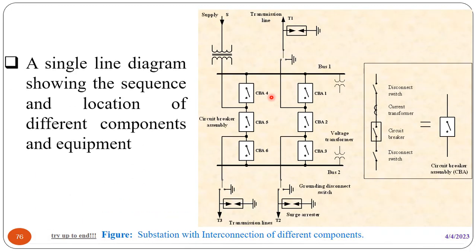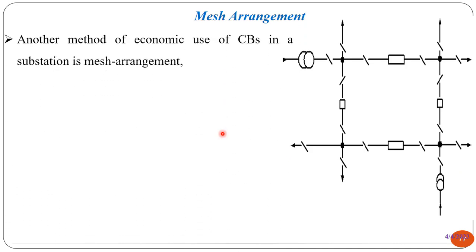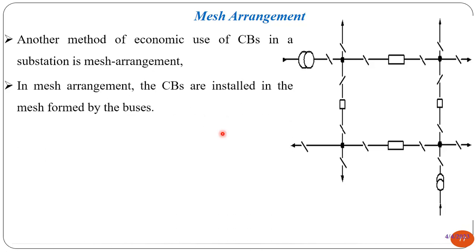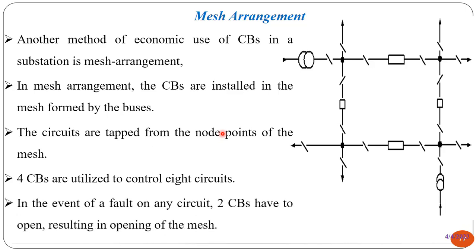A single line diagram shown in this screen is the location of different components. Mesh arrangement. Costly but more reliable. Another method of economic use of circuit breakers in a substation is mesh arrangement. In mesh arrangements, the circuit breakers are installed in the mesh formed by the bus. So the circuits are tapped from the node point of the mesh and four circuit breakers are utilized to control eight circuits.